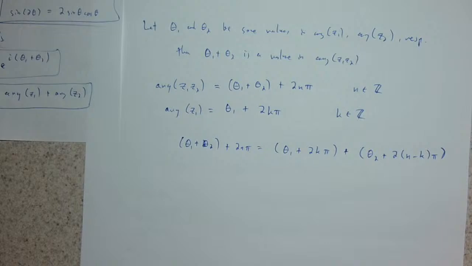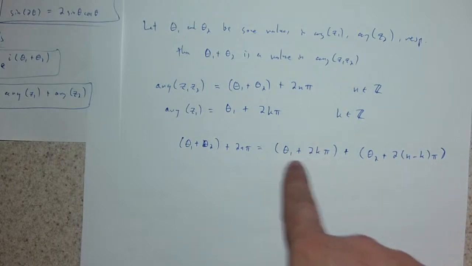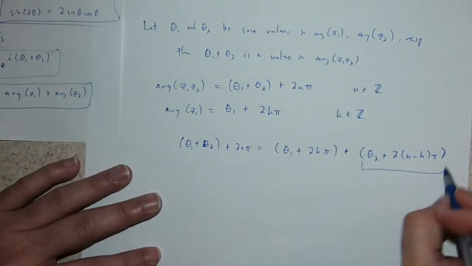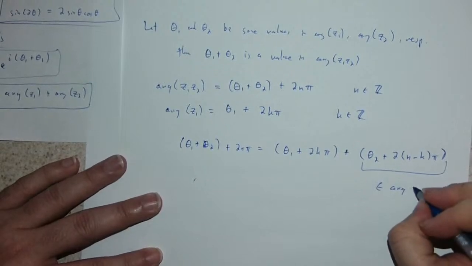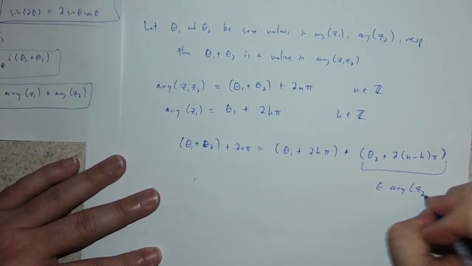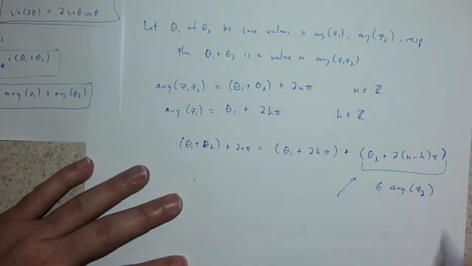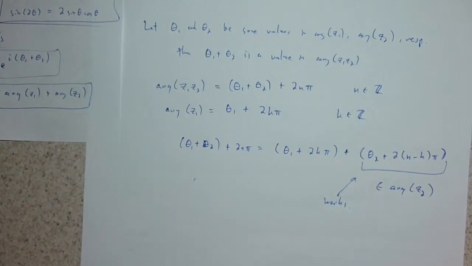Well, just check to make sure this algebra is fine here. So I'm going to have a minus 2k pi that gets rid of that, and I'm going to be left with theta sub 1 plus theta sub 2 plus 2n pi, which is what I started with here. Okay, so doing this rewriting, well, then note that that is in the argument of z sub 2. And this works, right? So this would be our solution in that case.